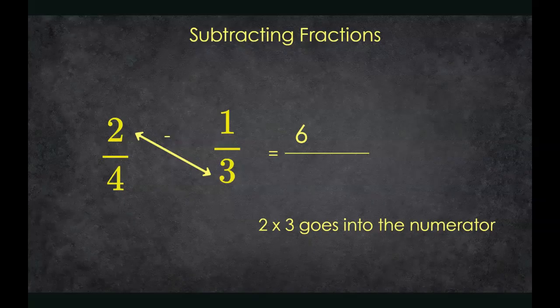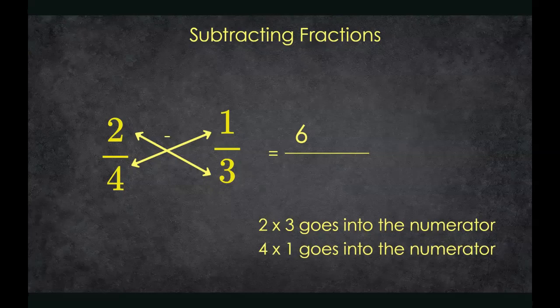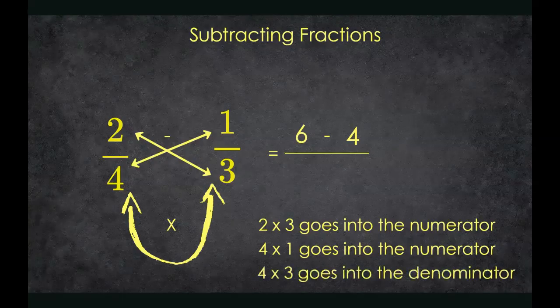Now I'm going to do the same thing, but flip it. I'm going to take the denominator in 2/4 and multiply it by the numerator in 1/3. So 4 times 1. That is also going to go in my numerator in my new fraction. So I now have 6 minus 4. And then the last step I'm going to do is take both denominators, 4 and 3, and I'm going to be multiplying them. And that answer is going to go in the denominator of my new fraction.